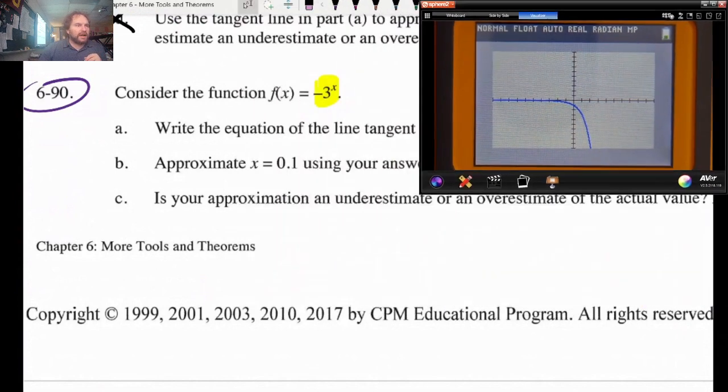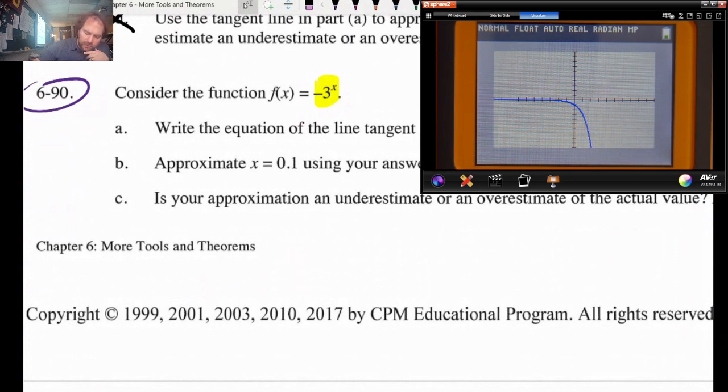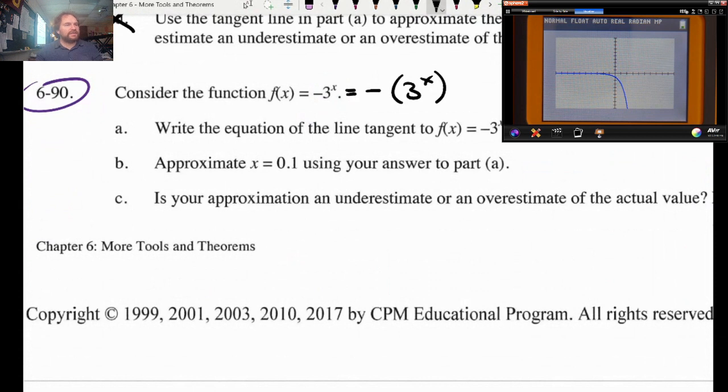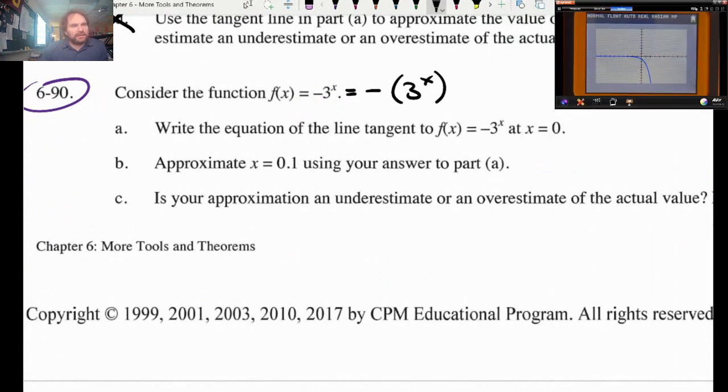Or, sorry, rather, I kind of got that wrong. If you're looking at order of operations, let me make this a little more clear. This is the opposite of 3 to the x power. I don't like the way it's currently written because it looks like it's negative 3 being raised to a power. It's the opposite of 3 to the x, which is why it's been reflected over the x-axis and everything is negative. We're going to write the equation of a tangent line at x equals 0.